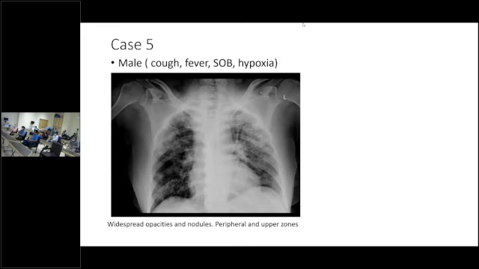That's another male patient who presented with cough, fever, shortness of breath, and hypoxia again. And I can see he's got widespread opacities and also nodular changes in the peripheral and upper zones. Again, this patient tested positive for COVID-19 and he also required ventilation and ITU admission. You can see from the X-rays that the patient deteriorated quite quickly and needed to go to ITU.